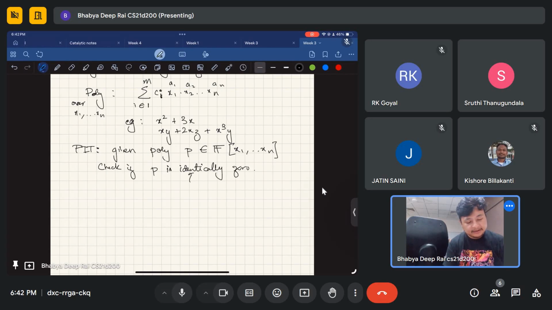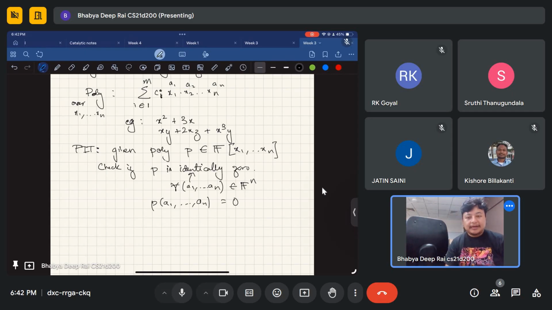What does this mean? For all values a1 to an in the field, p of a1 to an is always 0. Or in other words, if you write the polynomial in the simplest form, all the coefficients will be 0. No matter what inputs you give to the polynomial, it will always evaluate to 0.